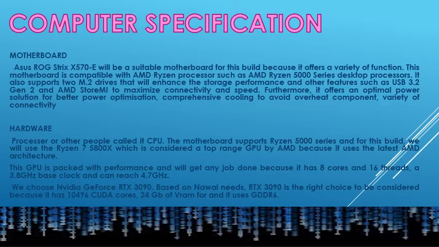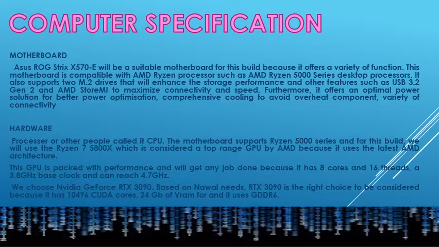Furthermore, it offers an optimal power solution for better power optimization, comprehensive cooling to avoid overheating components, a variety of connectivity such as PCIe 4.0, HDMI 2.0, DisplayPort 1.2, and features dual M.2 and USB 3.2 Type-A and Type-C connectors. The motherboard also supports Aura Sync RGB for cosmetic purposes. Despite looking complicated to build, it has a ROG patented pre-mounted I/O shield, Asus SafeSlot, Asus Node connector, and BIOS Flashback for a friendly building experience.